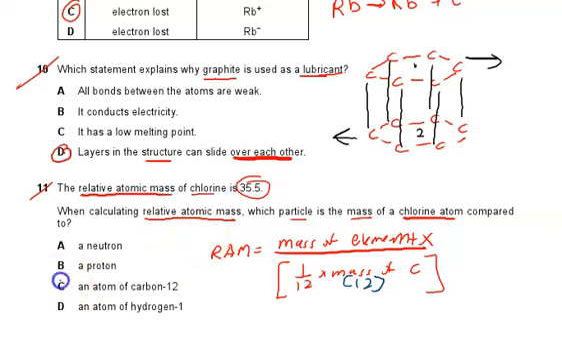So this is your answer. 11 is C. Why is it compared with carbon? Because carbon is everywhere. Okay, carbon is everywhere. We call it abundant. Okay, now let us look at number 12.